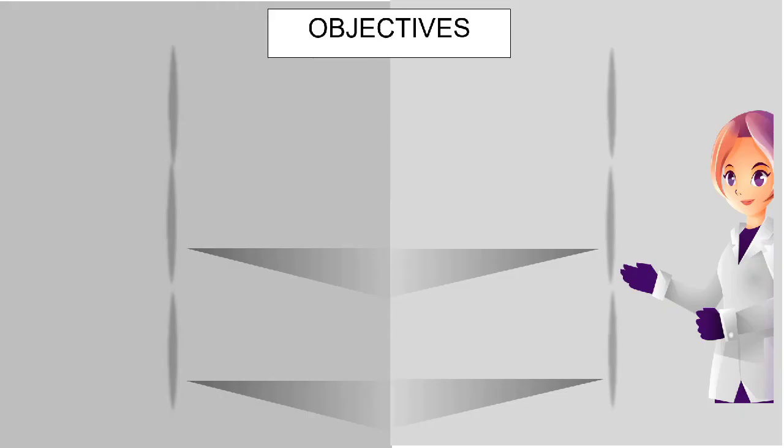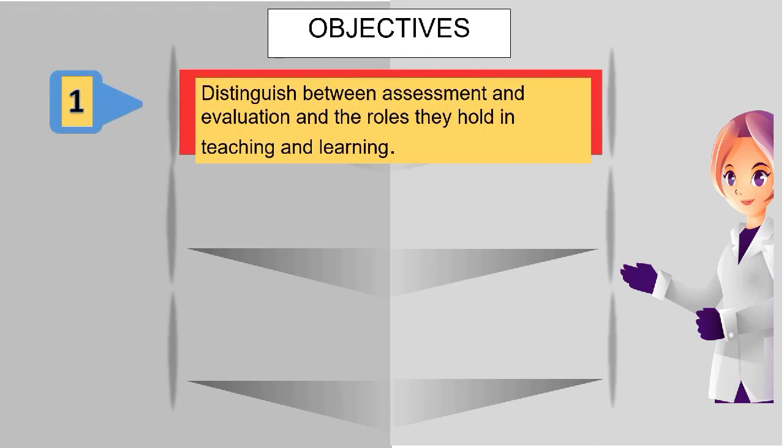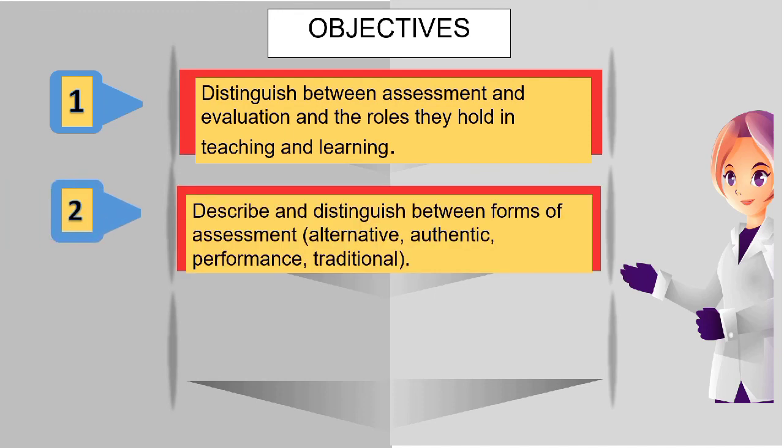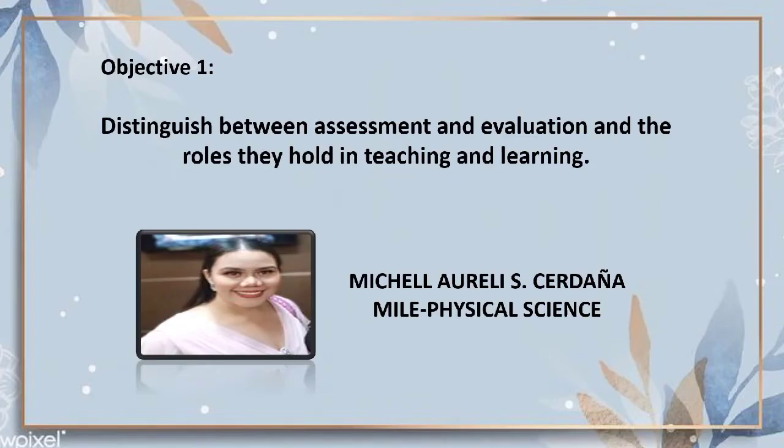The objectives will include the following. First, to distinguish between assessment and evaluation and the roles they hold in teaching and learning. Second, to describe and distinguish between forms of assessment: alternative, authentic, performance, and traditional. And third, to demonstrate the alignment of instructional objectives with assessment. The first objective, to distinguish between assessment and evaluation and the roles they hold in teaching and learning, will be discussed by yours truly.